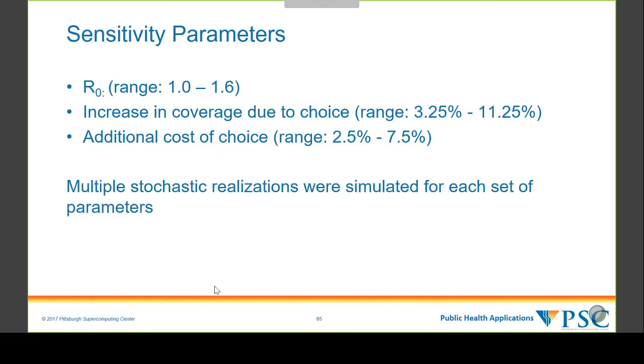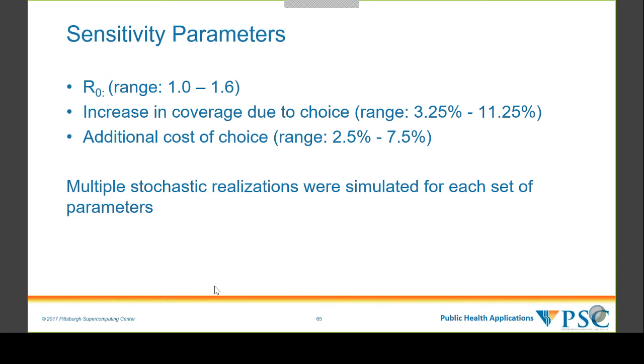And to account for uncertainty in the assumptions of the model, we varied R0 across a range of 1 to 1.6. As Shawn mentioned earlier, this is the commonly accepted value of R0 for influenza. And we varied the assumptions about the increase in coverage due to choice from 3.25 to 11.25. The nominal value in the middle of that was that reported in the clinical study. And then the additional cost of choice, this was arrived at by our clinician collaborators at the University of Pittsburgh, was an additional 2.5 to 7.5% of the normal cost of the vaccine.